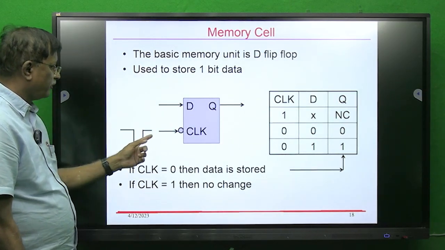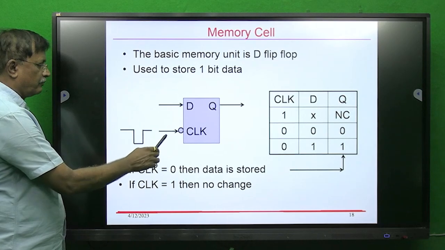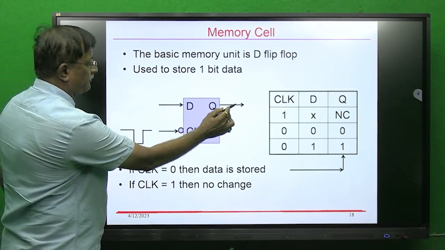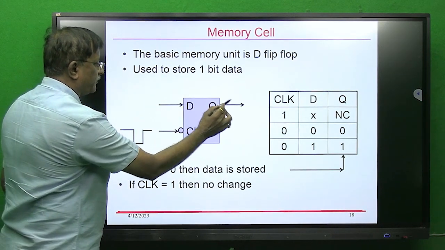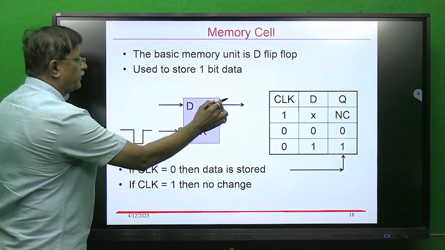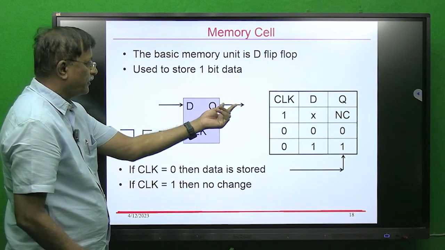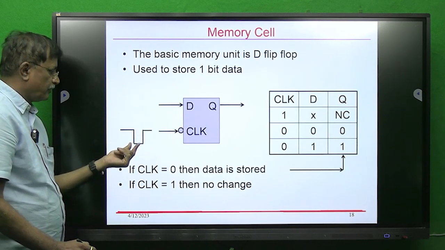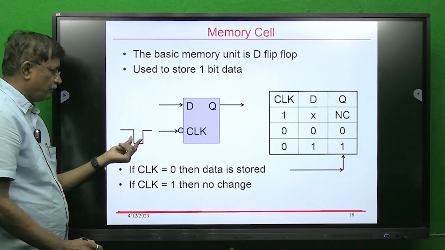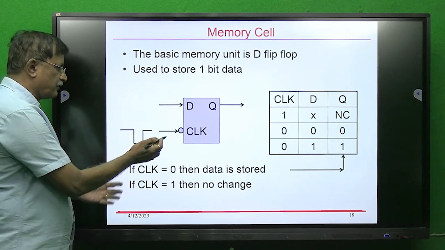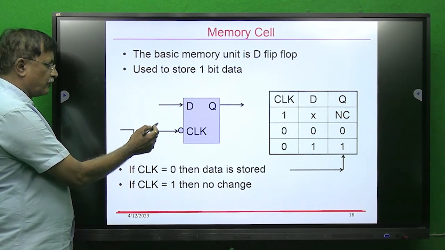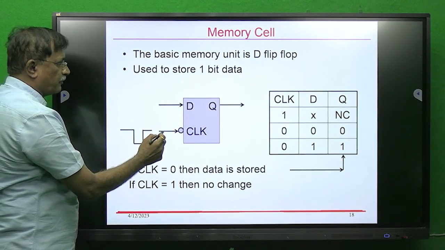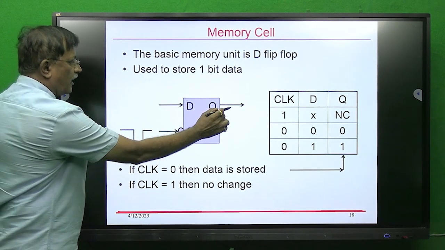But if you give a clock here that is a 0 signal, a low signal, then if D is 0 you get 0 here. If it is 1, you get 1 here. And again if the clock is 1, then that data will not change. So whatever data is here will not change until you give a low pulse. This low pulse means logic 0. When a low pulse comes for a short duration, otherwise it is logic 1. Always it is logic 1, so that this data will not change and will remain as it is.